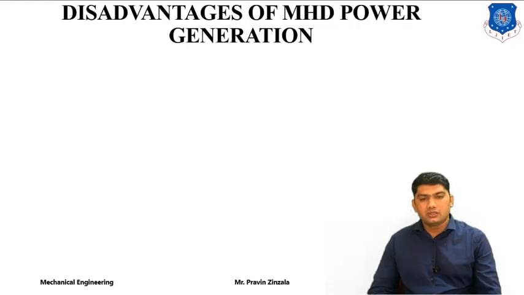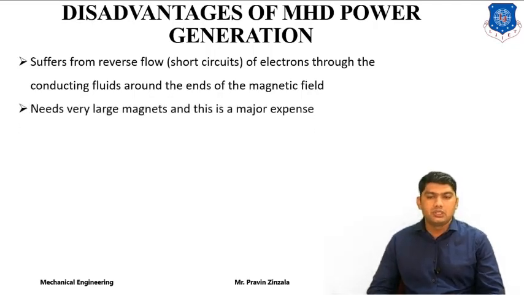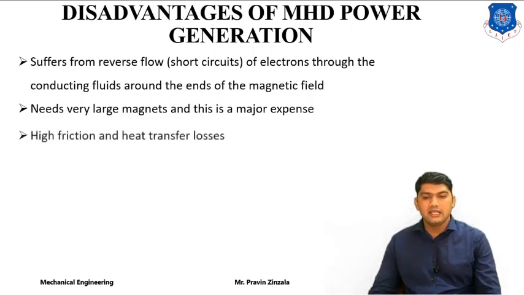Magneto hydrodynamic generation also has some disadvantages, such as suffering from reverse flow, or a short circuit of electrons through the conducting fluid around the end of the magnetic field. So in magneto hydrodynamic power generation, there is a possibility of short circuit. It needs a very large magnet, and that is a major expense, because for large electricity generation we require a large magnet, and for a large magnet the cost increases.